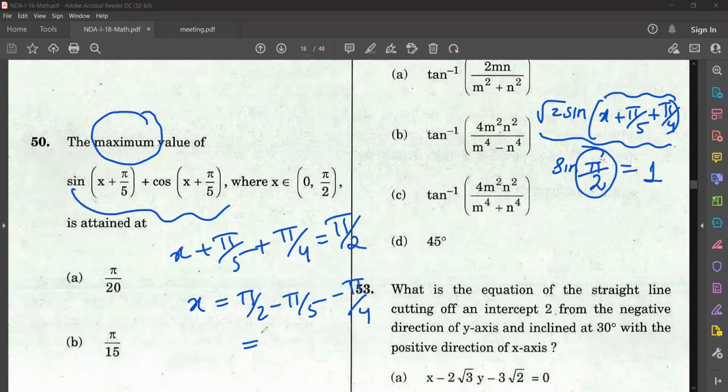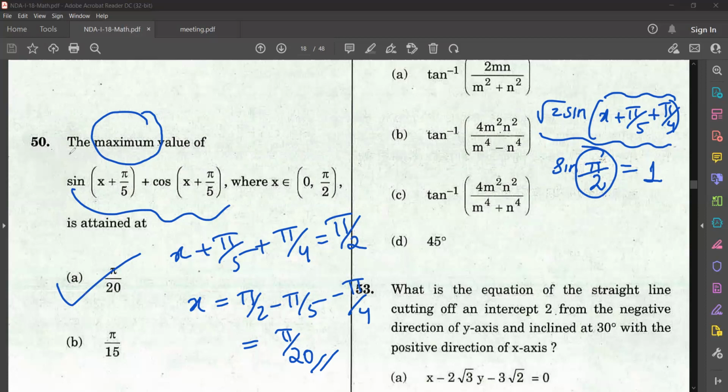So what do you get for x while solving this? Are you getting x is equal to π/20? π/20, option E, π/20. So see whether you're getting this.